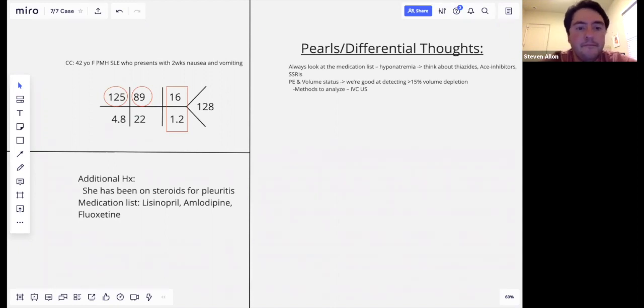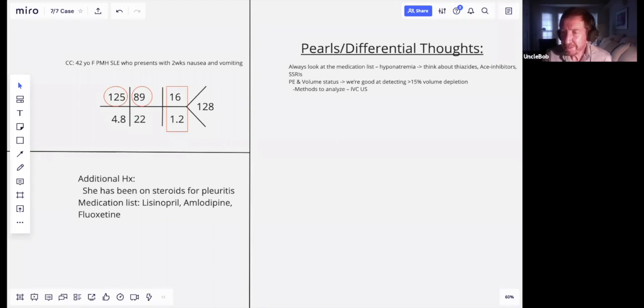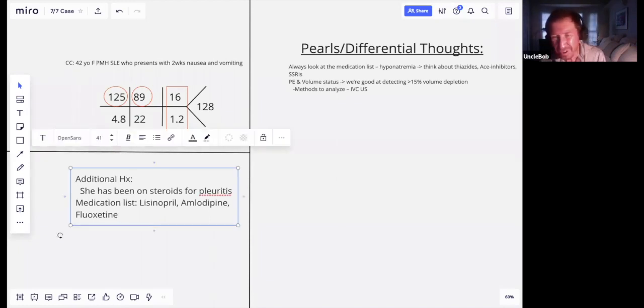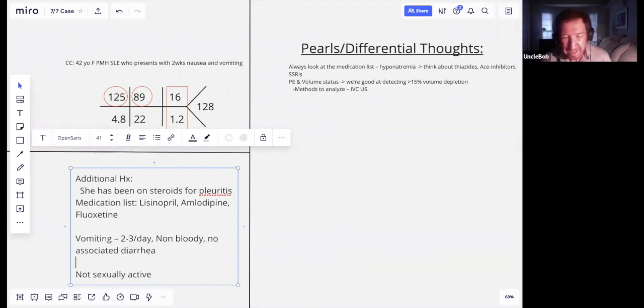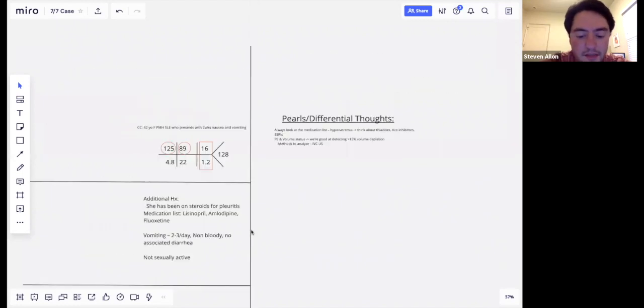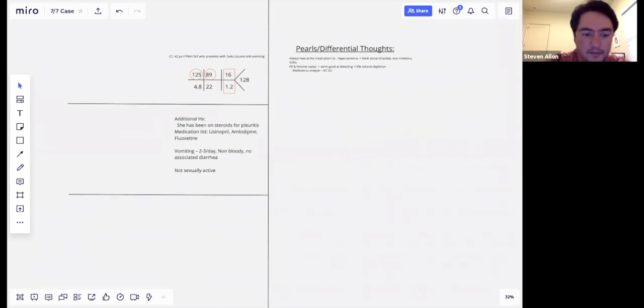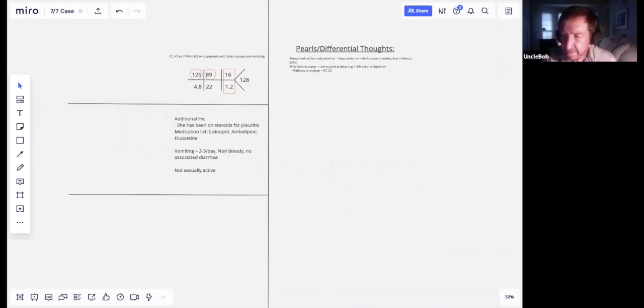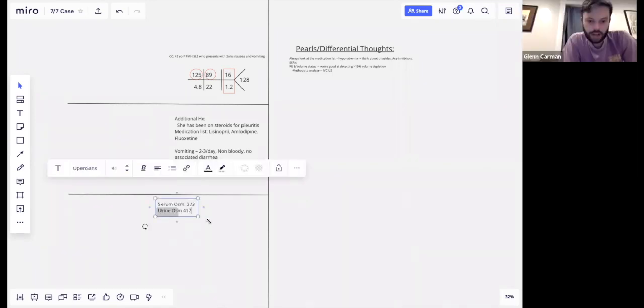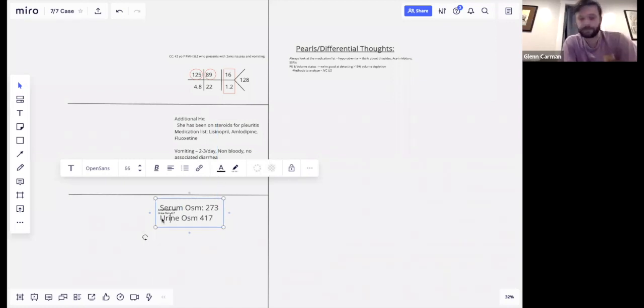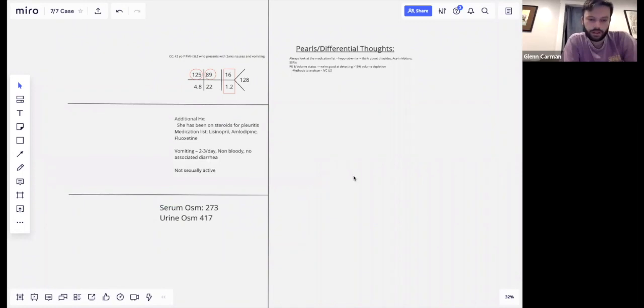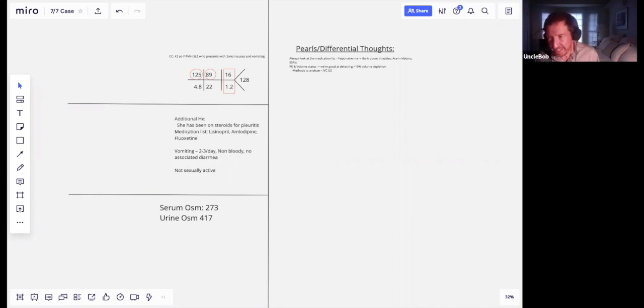Okay. So we asked for a serum osm and a urine osm, so maybe we could get that, and then I'll start to go through the schema for how I think about it. Yeah. So her serum osm is 273, and her urine osm is 417. Okay. Glenn, what do you want to do with those two numbers? All right. So her urine osm is elevated relative to her serum osm. So, I mean, that tells us that ADH is activated. Right. Now we just have to figure out why she has ADH activated.